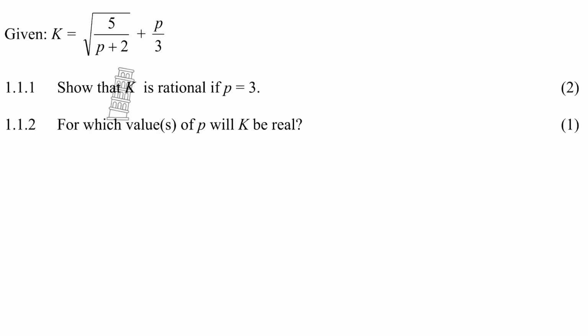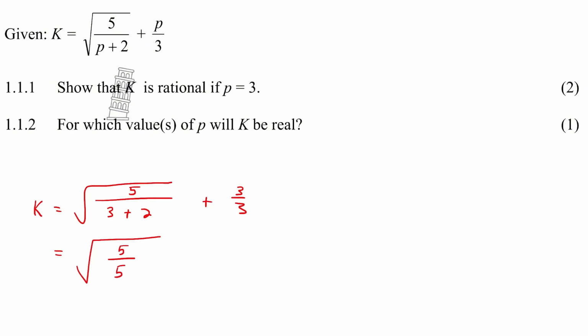Given that k is equal to this expression, show that k is rational if p is 3. All we'll do is fill in 3 in the place of p. I don't need that to be that big, and then this is on the outside. If we solve all of this, you're going to get 5 over 5 plus 1. Now 5 over 5 is 1. The square root of 1 is 1, plus 1, so the answer is 2. We know that 2 is a rational number.